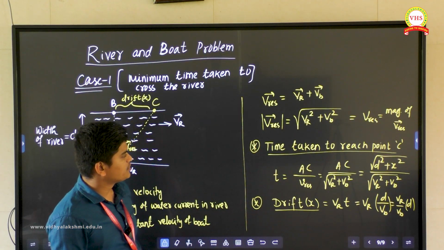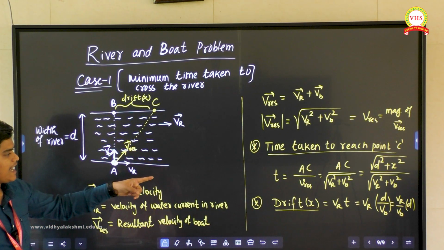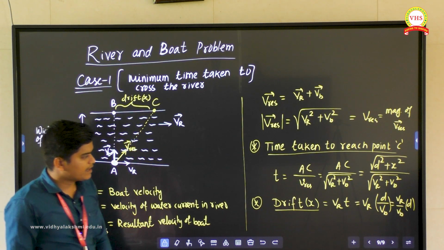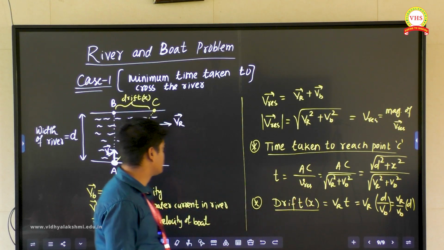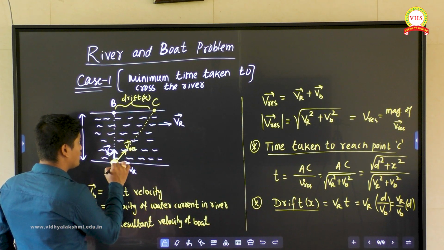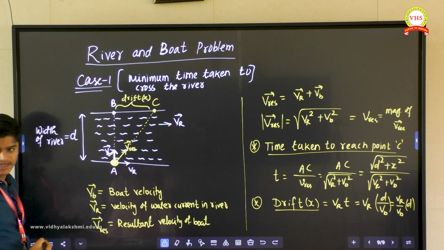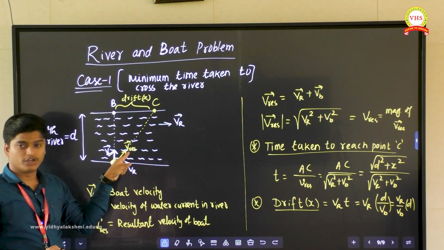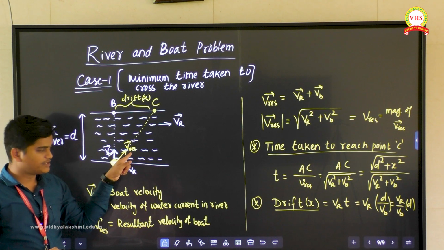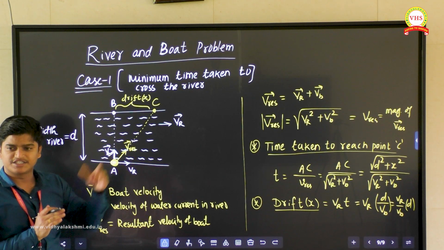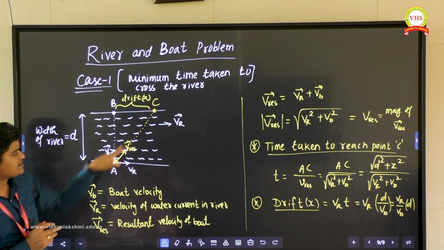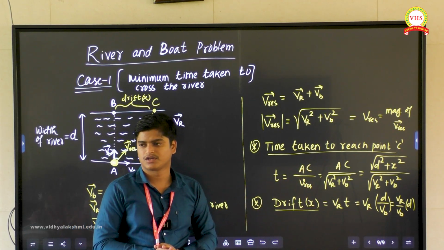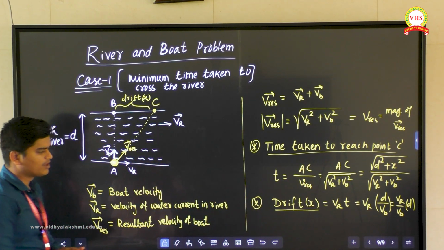So the time taken to reach point C is calculated as SC by resultant speed. Why is it SC by V resultant? See here, you are going from A to C, which is a straight line. The distance is SC, and the speed you are going with is V resultant. Time is distance by speed. Clear or not? This formula alone you remember.